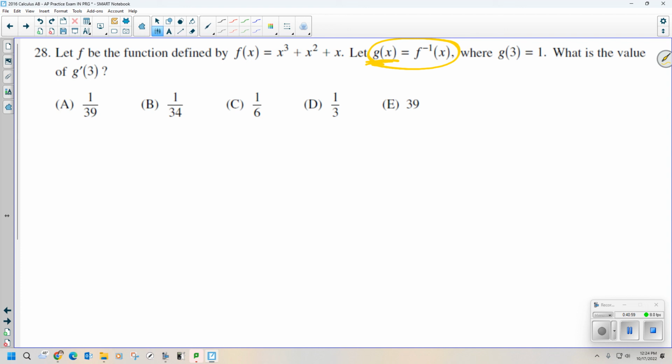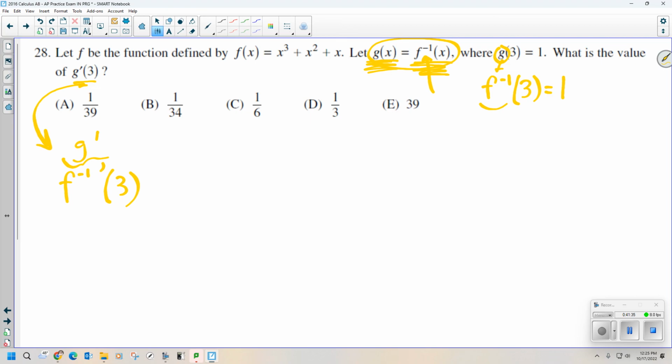Anytime I see a g of x, I'm going to rewrite it as f inverse of x, okay? Where g of 3 equals 1. So that's the same thing if g is f inverse. Anytime I see a g, I'm going to write it as f inverse, because g is the same thing as the inverse, all right? What is the value of g prime of 3? Again, if they're asking for g prime, that's like the derivative of the inverse of f at 3, okay? Because this tells me it's the same thing.